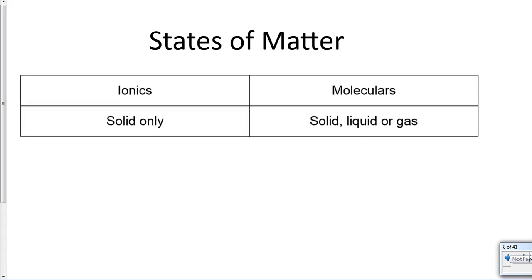So essentially, guys, summary, and when you look at states of matter, if we have a pure substance and it's a solid, it could be ionic, it could be molecular. If something is liquid or a gas, it must be molecular.